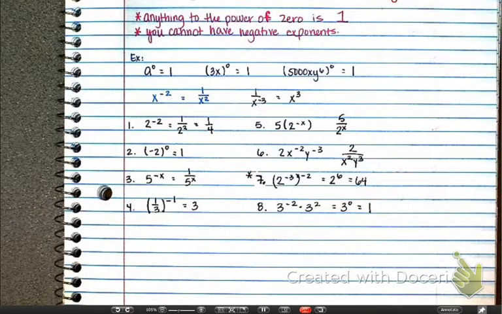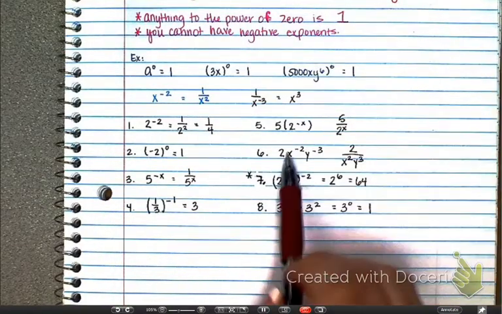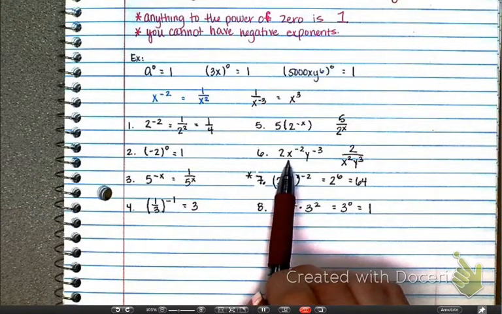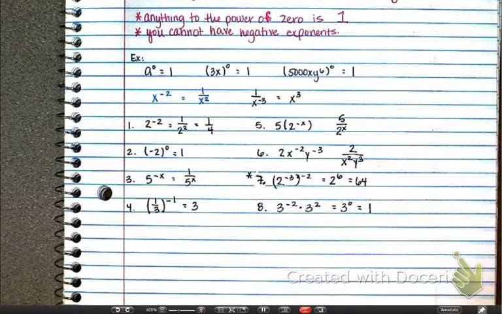Because there's not a negative exponent attached to the 2. So that one doesn't flip to the bottom. The negative exponent is only attached to the x and the y. Any other questions on those?